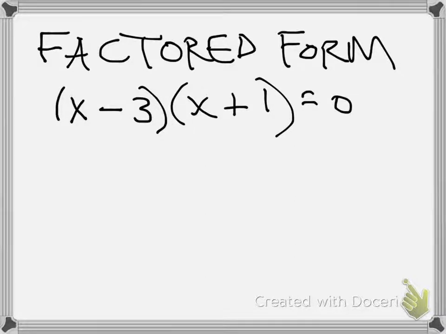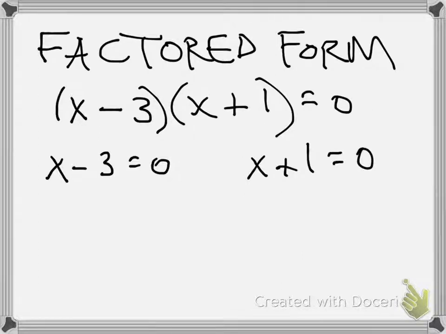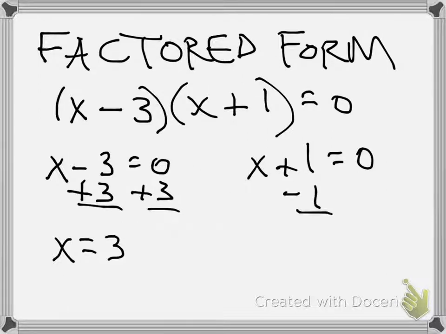This is how you graph factored form of an equation. Well, these are factors, and how you find the x-intercepts when you have factors is you set factors equal to 0. So that's a factor equal to 0, and I set this factor equal to 0. Then I solve for x. Alright, you get x equals 3. And on this one, I solve for x. I get x equals -1.